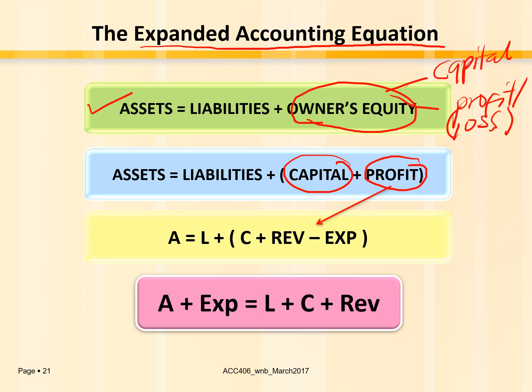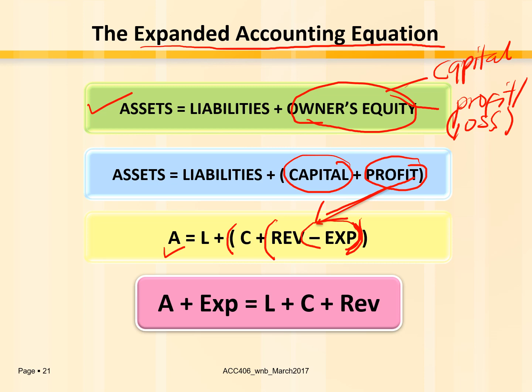So, macam mana nak dapat profit ni? So, profit ni, kita akan tengok yang ini. So, untuk profit, dia adalah revenue tolak dengan expenses. So, kalau kita kembangkan dia, dia akan jadi asset here sama dengan liability campur capital tambah revenue, campur revenue tolak expenses.